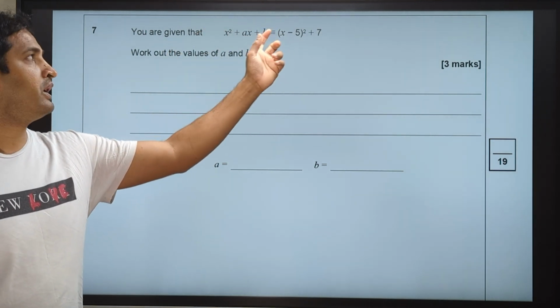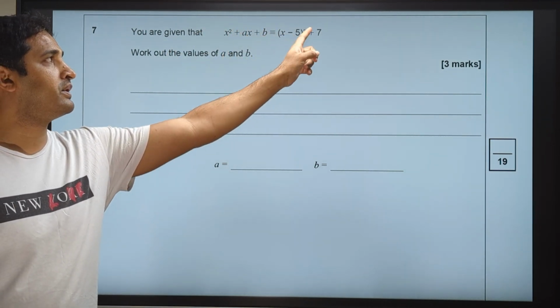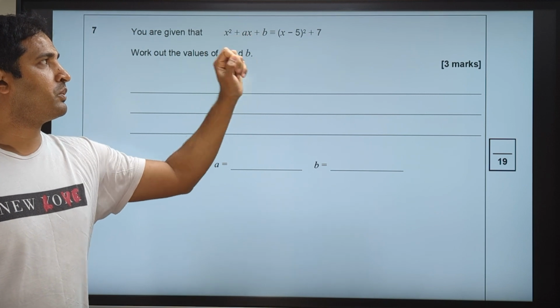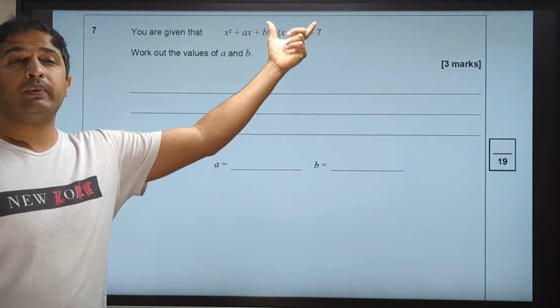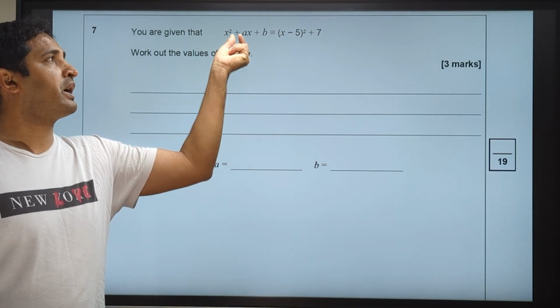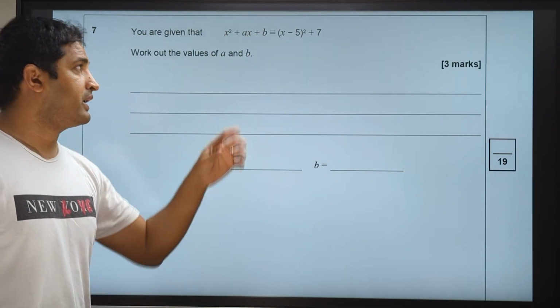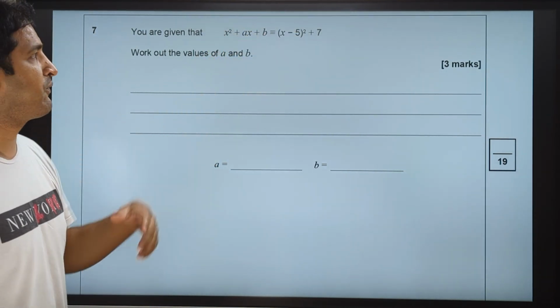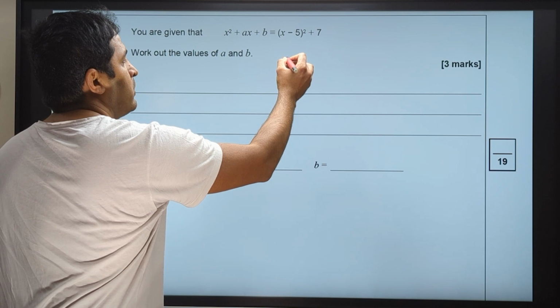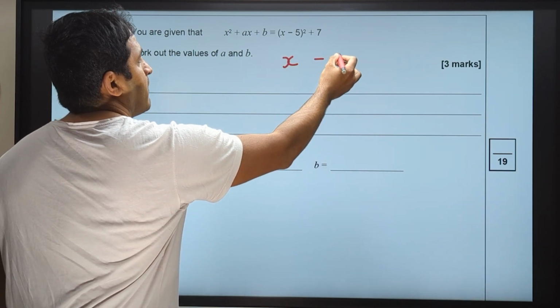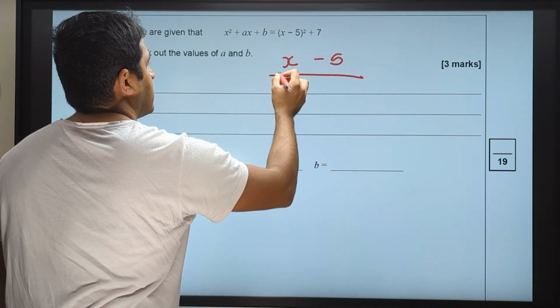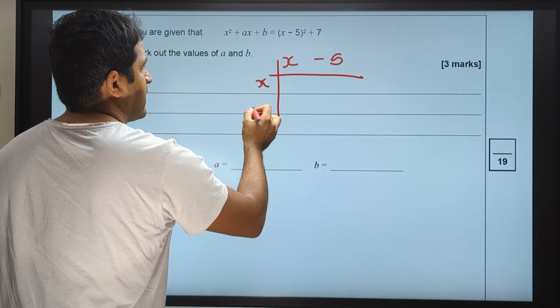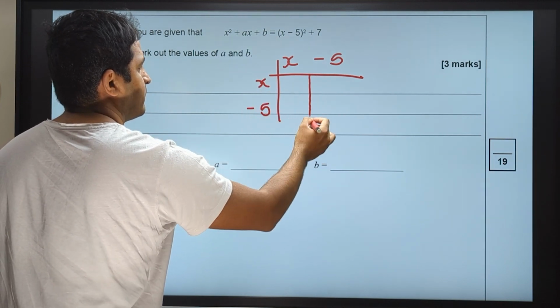Identities are given, and we need to work out what a and what b is. This is the completed square version here. So what we can do is expand the bracket and simplify to work out what a and what b is. So expanding the brackets and then simplifying it. So x minus 5 all squared. Again, we can do that. x minus 5 and x minus 5 again.